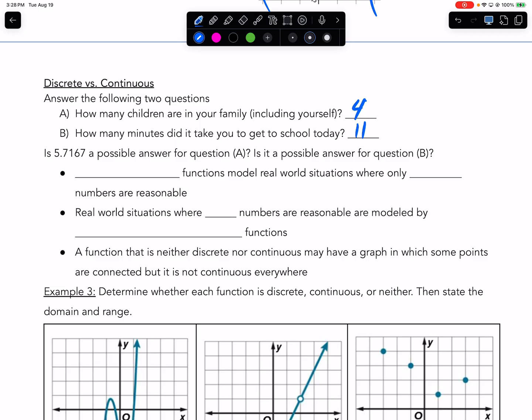Okay, you have answers for your A and B, whatever they are for you. It doesn't matter. There's no right or wrong answer, right? It's relevant to you. And then next it says, is 5.716 a possible answer for A?